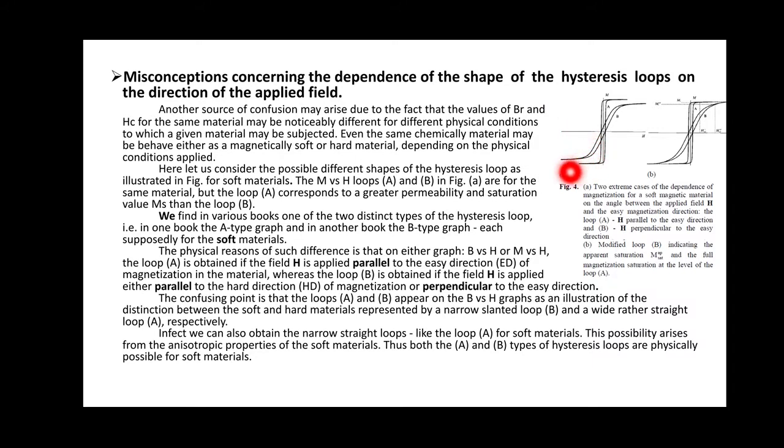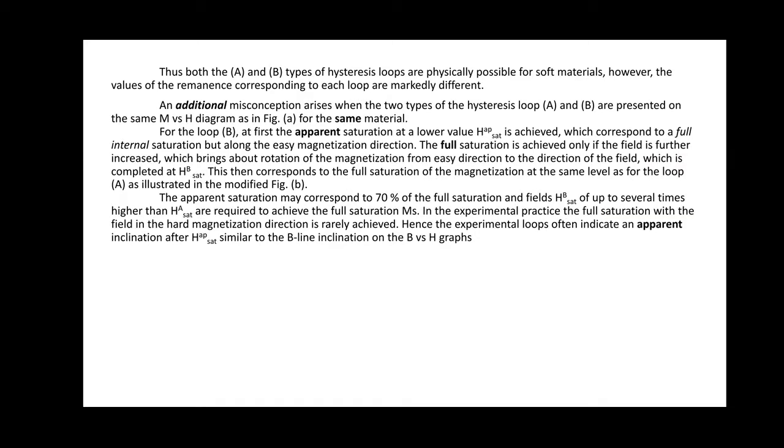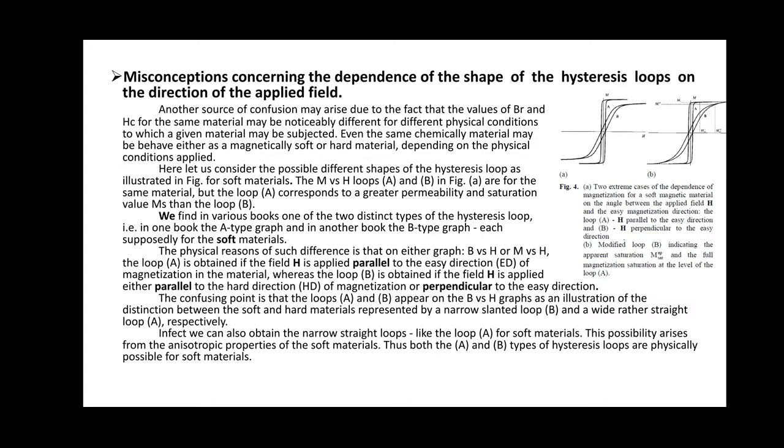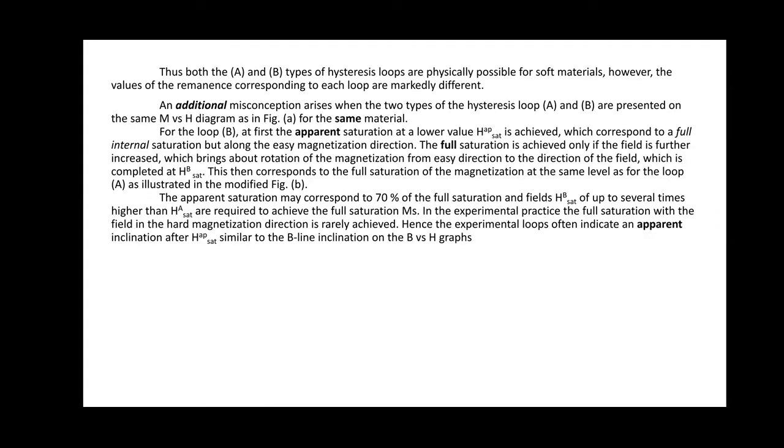So there can be two types of hysteresis loop for soft material, but the remanence corresponding to each loop is different, as we see in this figure A. An additional misconception arises when two types of hysteresis loop, A and B, are presented on the same M versus H diagram, as in figure A, for the same material.